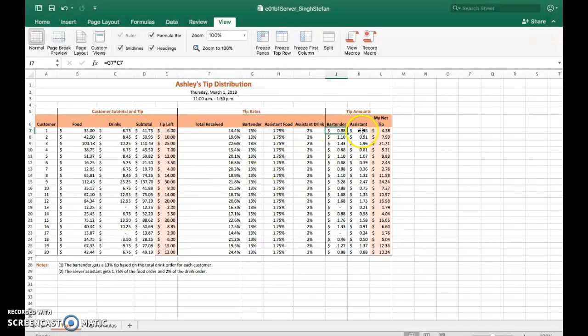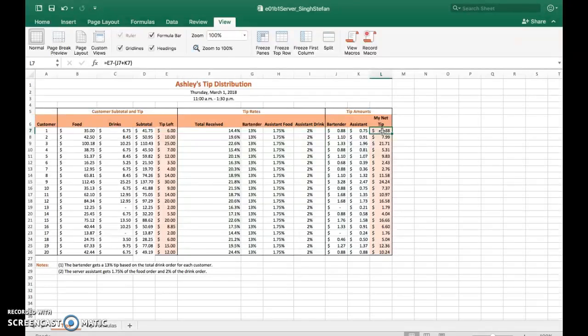The assistant was a little bit trickier because they got 1.75% of the food sales plus 2% of the drink sales. So how I did this was I pretty much did 1.75% times 35, in this case plus 2% times 6.75, and I added them together to get the amount going to the assistant.